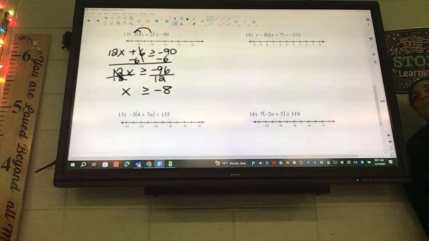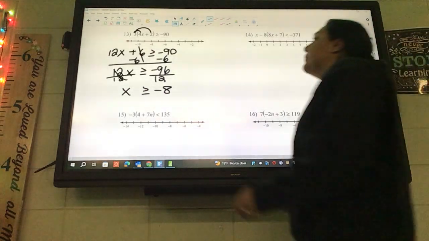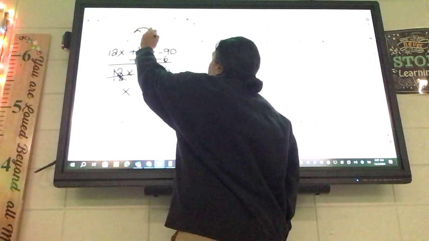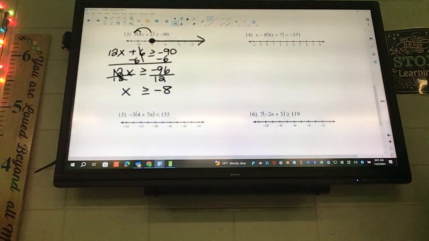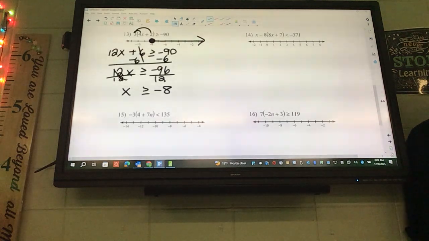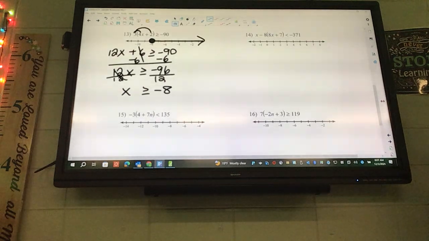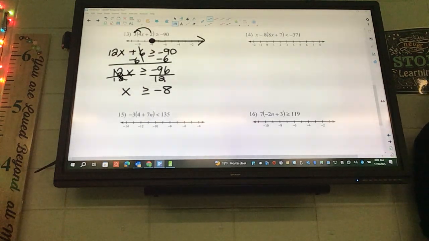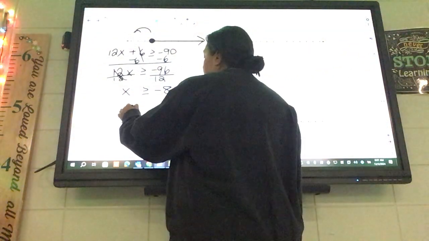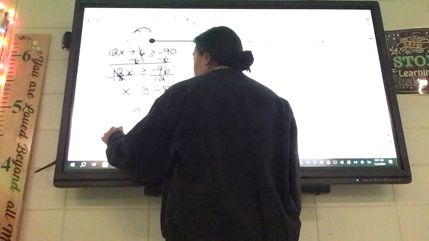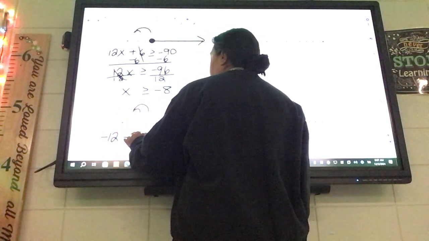Okay, on the -8, is that gonna be open or closed? Closed, going which way? To the right. Okay, 15, last one. Are there parentheses? Yes, so we gotta do those first. -3 times 4, -12. -3 times 7 is gonna be a -21n.